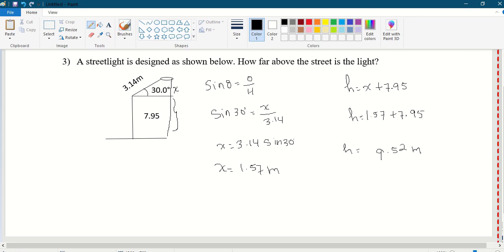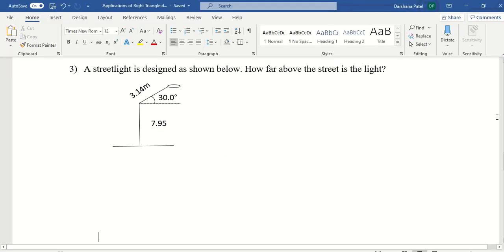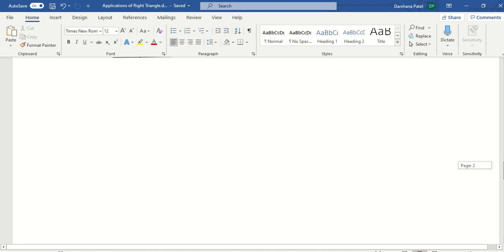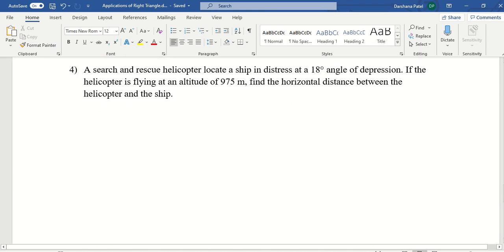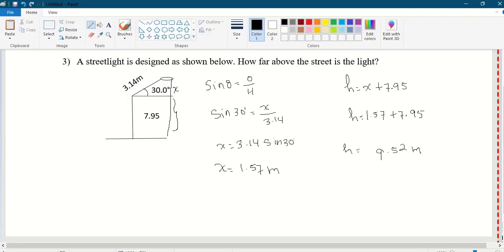Okay, let's see one more here. Let's say we have something like this. A search and rescue helicopter locates a ship in distress at an 18-degree angle of depression. If the helicopter is flying at an altitude of 975 meters, find the horizontal distance between the helicopter and the ship.